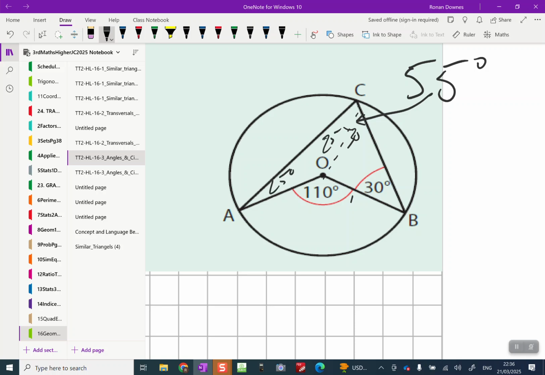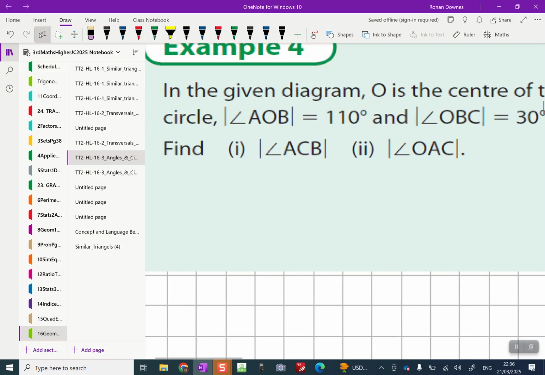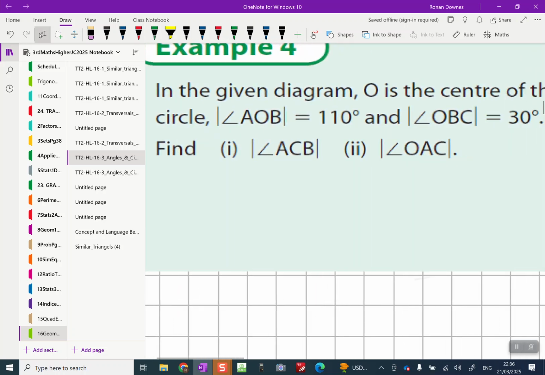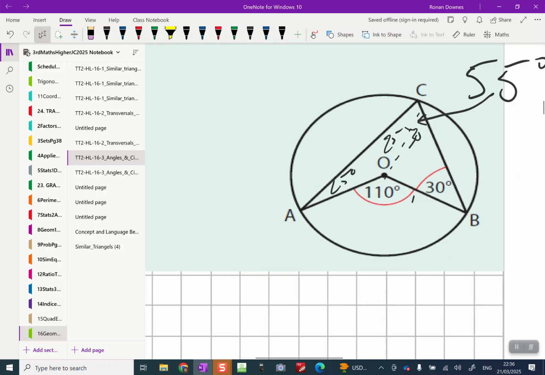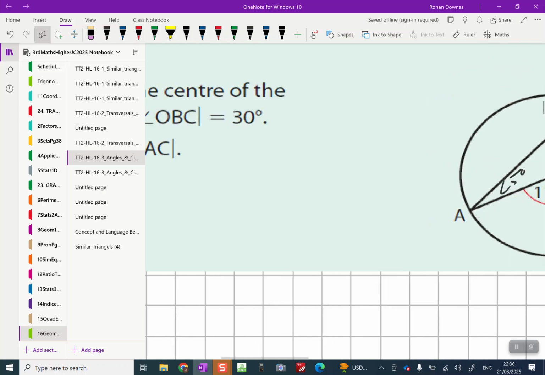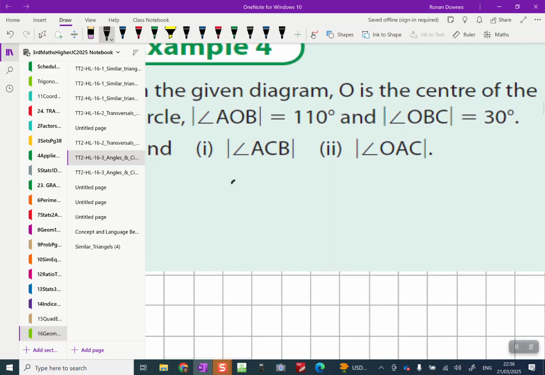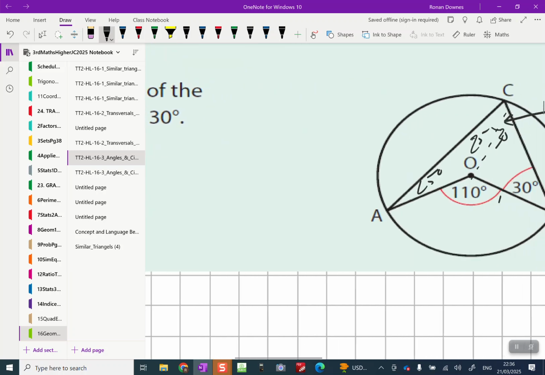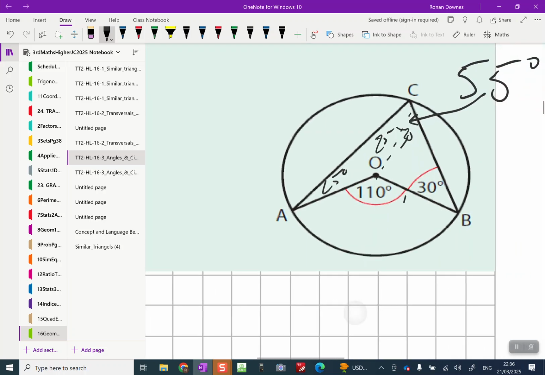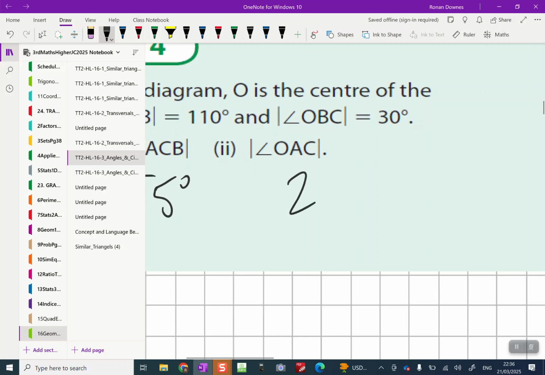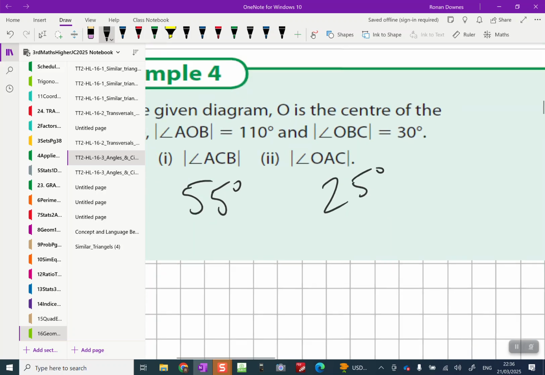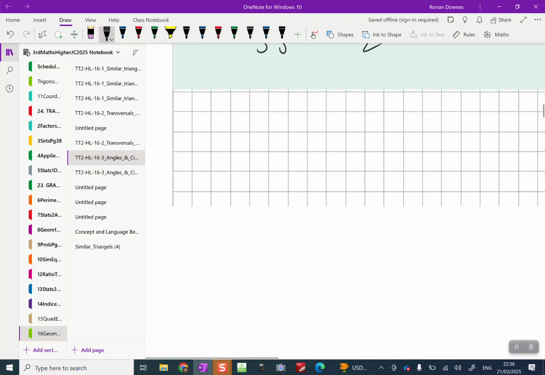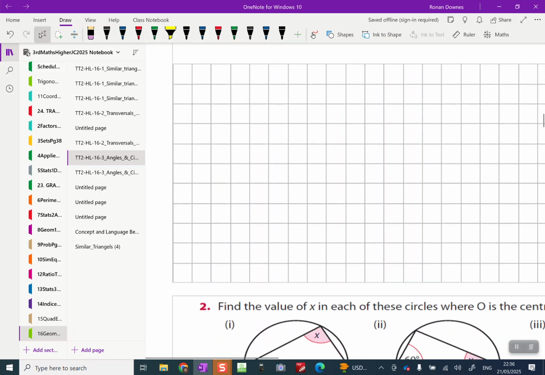Okay, so let's see what they actually want. They want ACB. ACB, 55, that's done already. And they want OAC. OAC, and that's done already. 25 degrees. Okay, let's do questions 3, 6, 9.